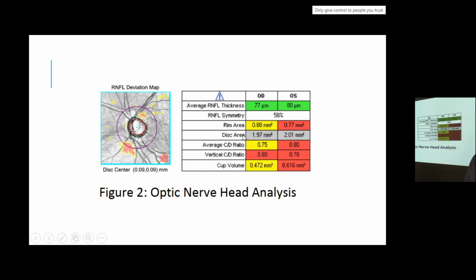The optic nerve head analysis will show like this in the machine. It will give us the rim area, disc area, cup disc ratio, vertical cup disc ratio, and cup volume.